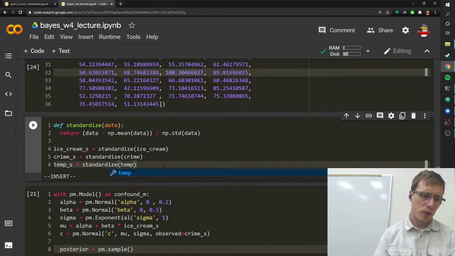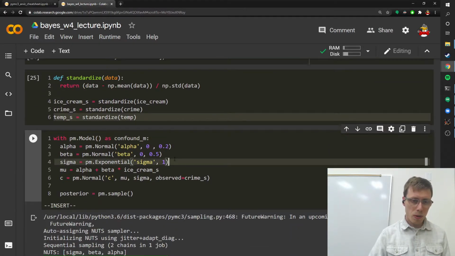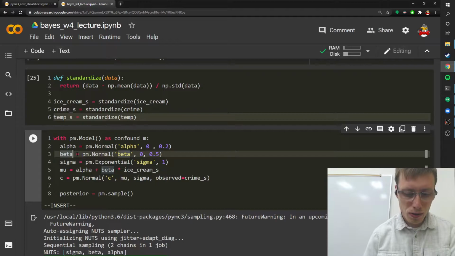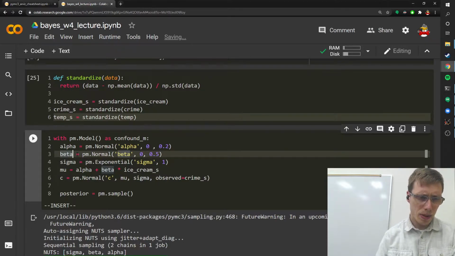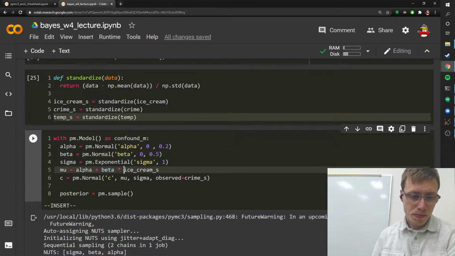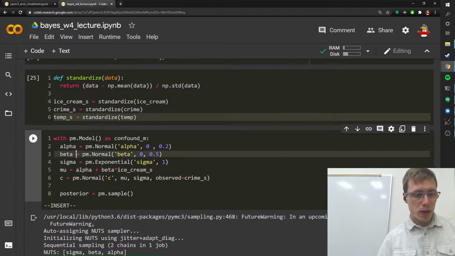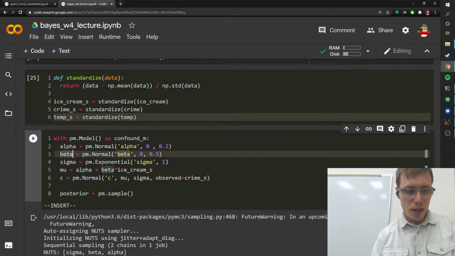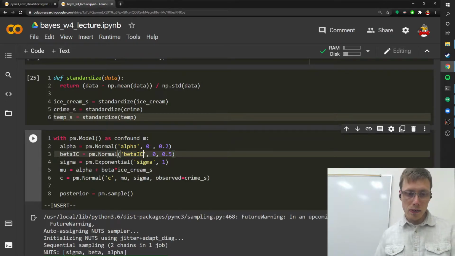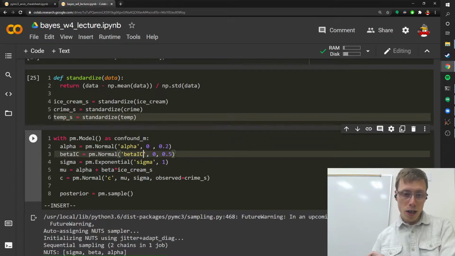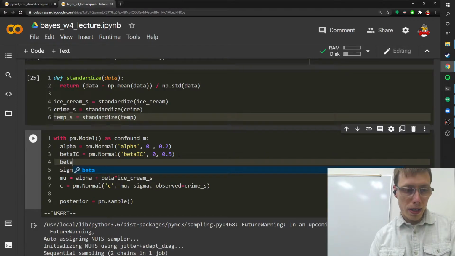So what we do is first it's useful to name these betas, because we're now going to have two betas in here, one for the effect of ice cream and one for the effect of temperature. So what we sometimes do is say, okay, I'm going to call this one beta IC because it's the effect of ice cream on crime. And then we can have a beta TC for temperature on crime.